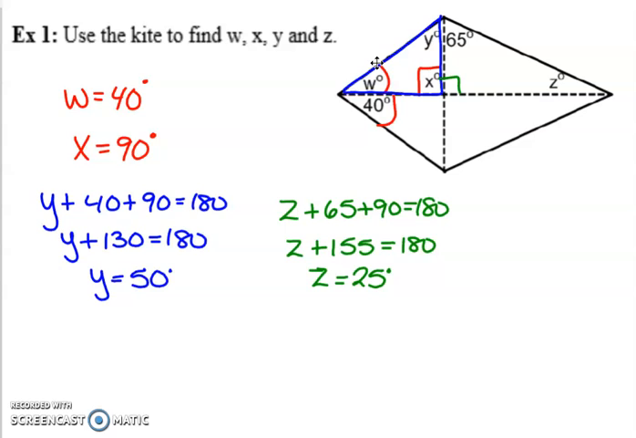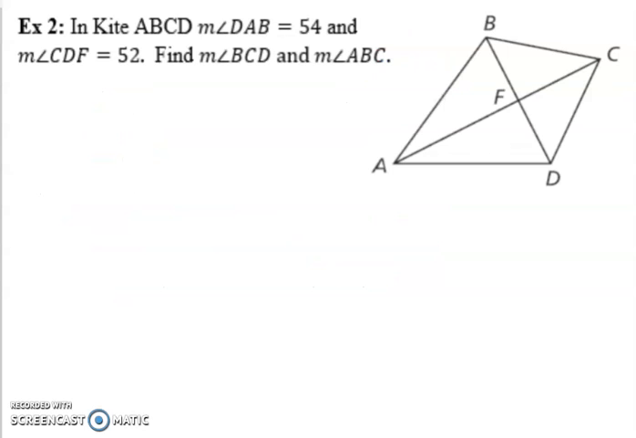So let's look at example 2. It says in kite ABCD, angle DAB is 54 and angle CDF is 52. Find angles BCD and ABC. As always, guys, I can't stress enough, label your pictures. So if it's angle DAB, if I follow those letters, DAB is going to be this whole angle here, 54 degrees. And angle CDF is 52, it's just this one.